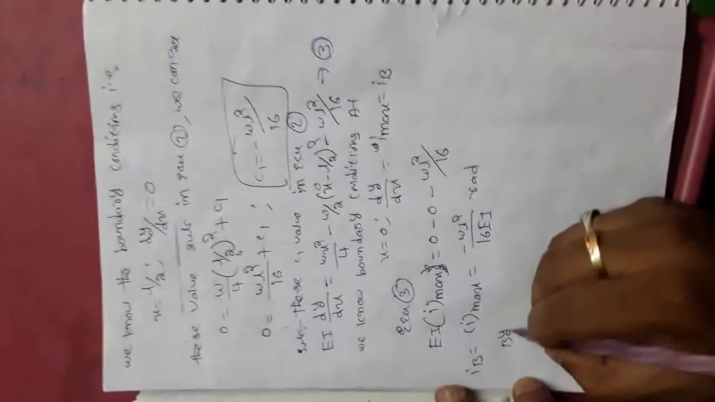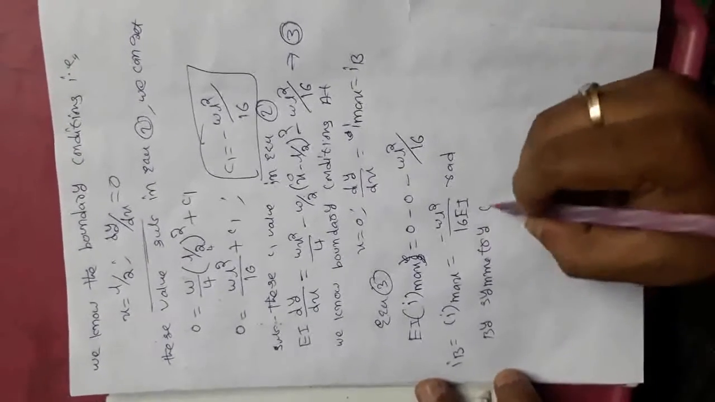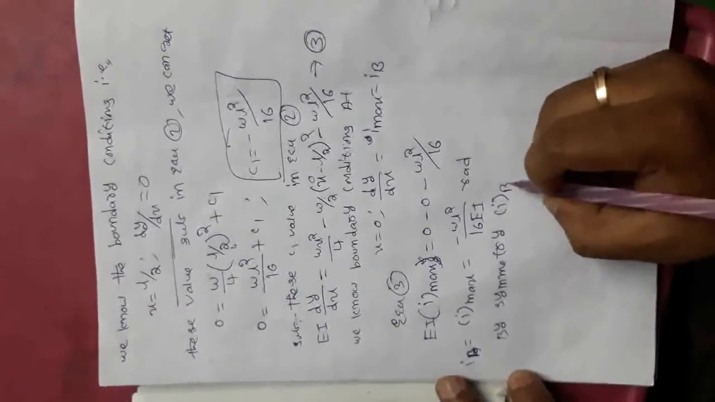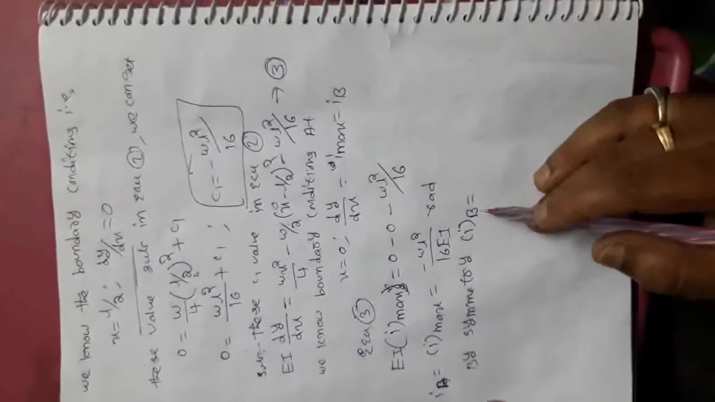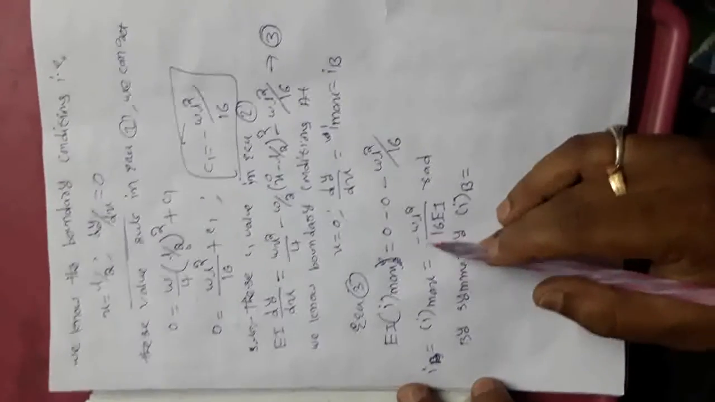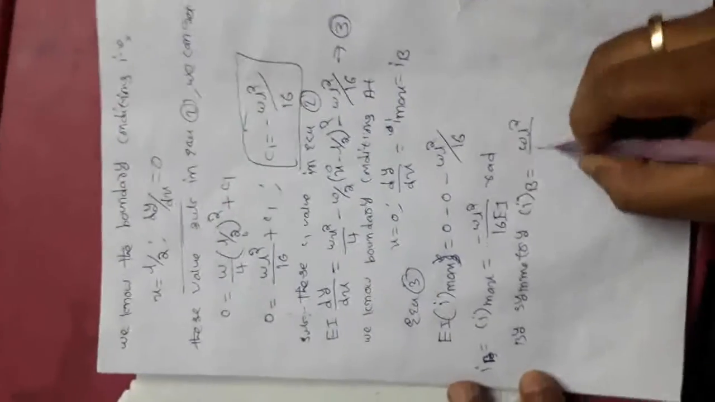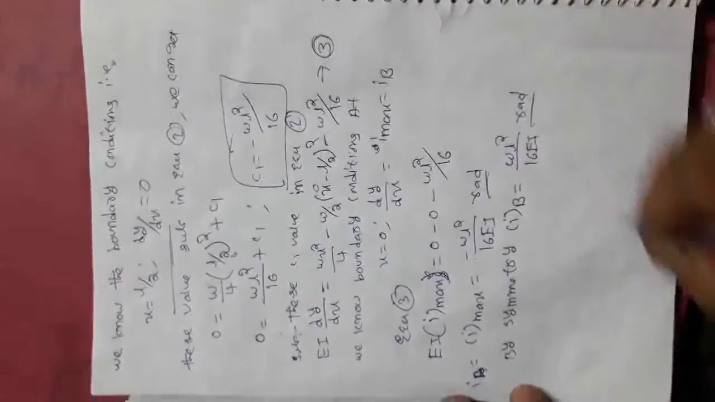By symmetrical value, so sorry, this is theta A. By symmetrical value, theta B: if you get a negative sign, the symmetrical value of theta B is positive. If you get a positive sign, the symmetrical value is negative. So here you got a negative sign, so the symmetrical value is positive WL square by 16 EI radians. Radians is the unit for slope.